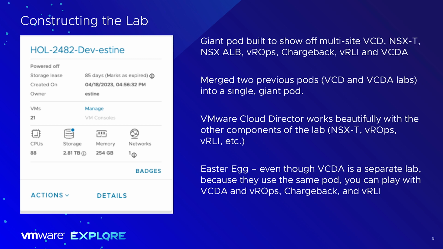Adding new components in here, in the VCDA one in the past, I had a mix of NSX V and T. Well, V doesn't exist anymore, so now it's just T. Added the NSX Advanced Load Balancer, formerly known as AVI. People still call it AVI, so if you call it AVI, I know what you're talking about. And then added ops, chargeback, login site.